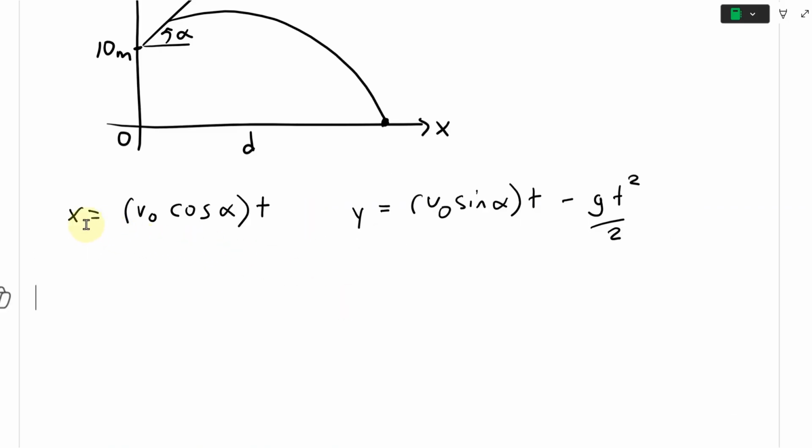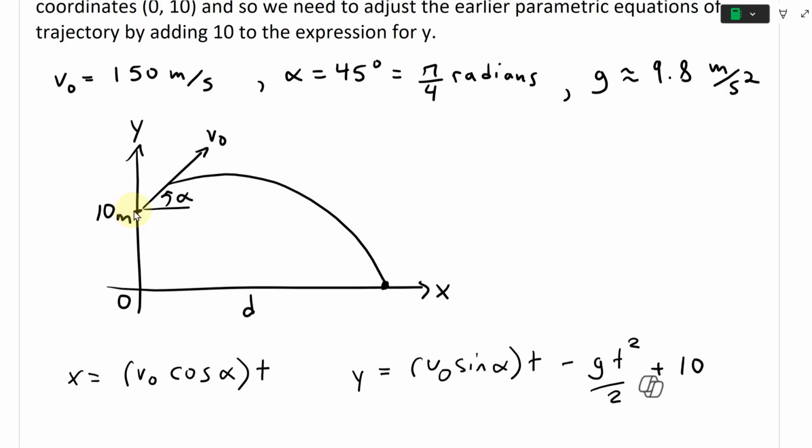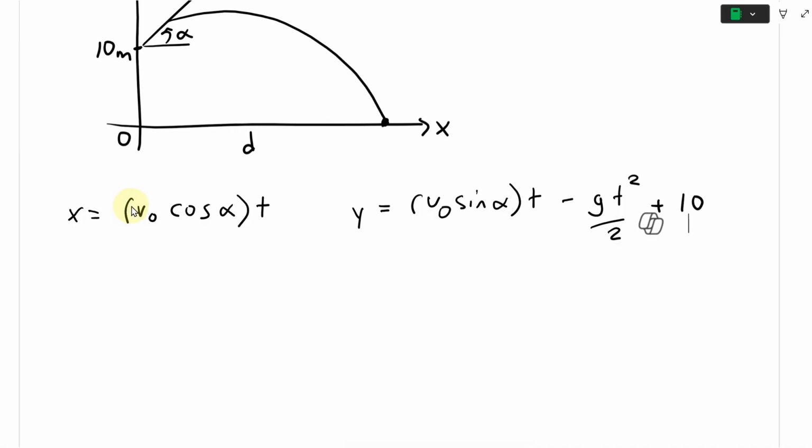So x equals v naught cosine alpha times t. Then y is equal to v naught sine alpha times t minus g t squared over 2. But now we need to add a plus 10, because initially it was starting at the origin. Now we just add an extra 10 meters so that the initial height is there. So when you plug in 0 for time t, the height goes to here.